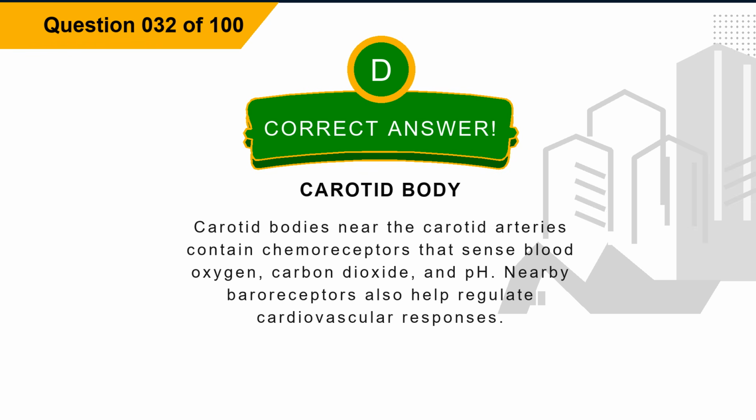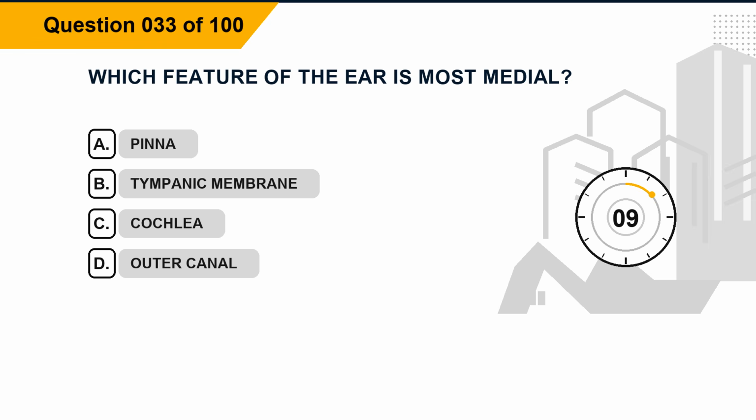Explanation. Carotid bodies near the carotid arteries contain chemoreceptors that sense blood oxygen, carbon dioxide, and pH. Nearby baroreceptors also help regulate cardiovascular responses. Question 33. Which feature of the ear is most medial?